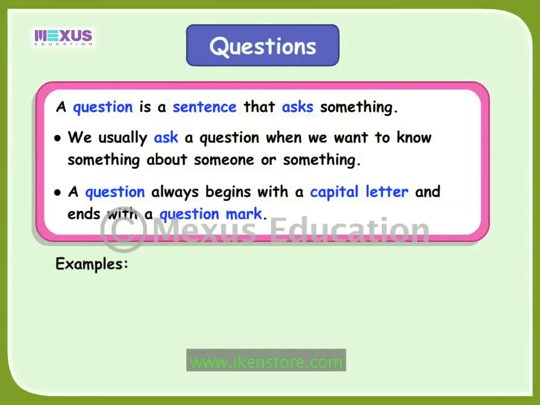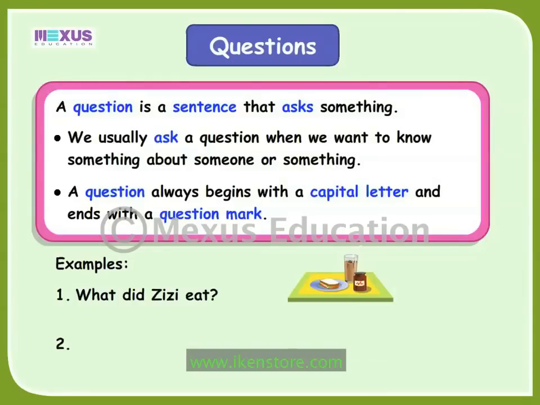The following examples, what did Zizi eat? And does Fleck like cycling? Are questions since they ask something. We can also see that both these sentences start with a capital letter, W and D, and end with a question mark.